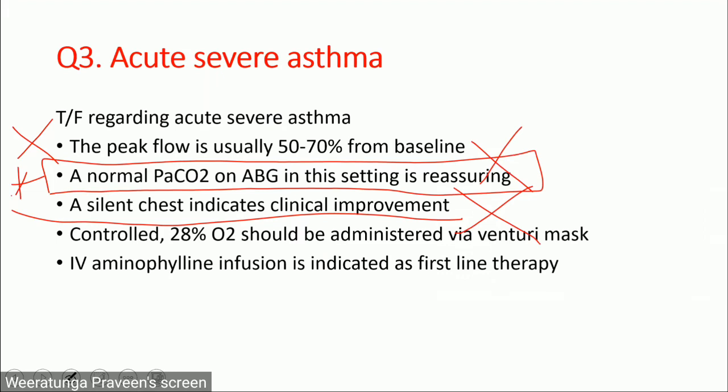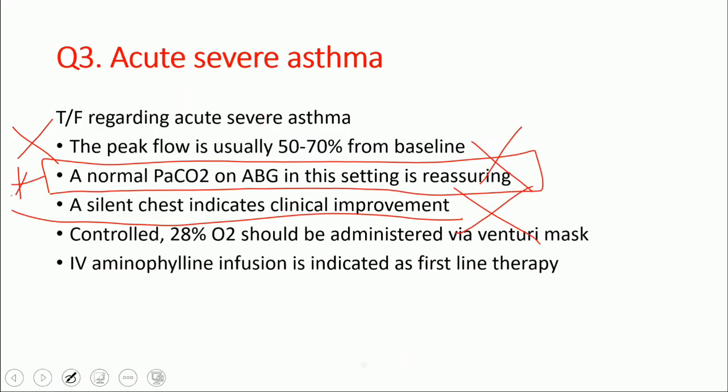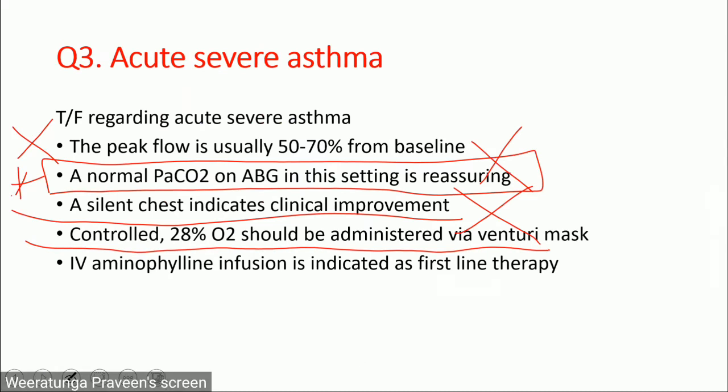Now, how do you manage acute severe asthma? Mainly, as we've talked about before in your appointments, oxygen-driven nebulization, steroids, and magnesium sulfate in patients who don't respond to nebulizers and steroids. Magnesium sulfate. Remember that there is no talk of controlled oxygen here. That is in COPD, patients who have CO2 retention. Remember that IV aminophylline is not first-line therapy.